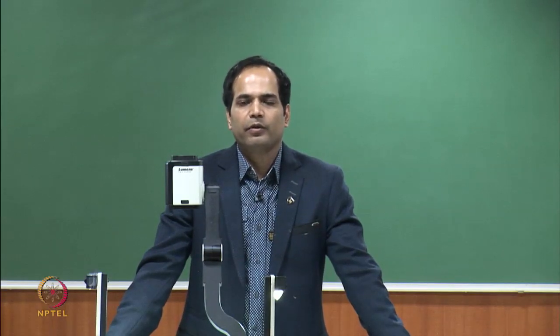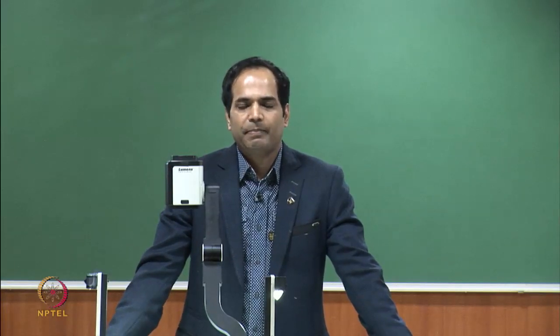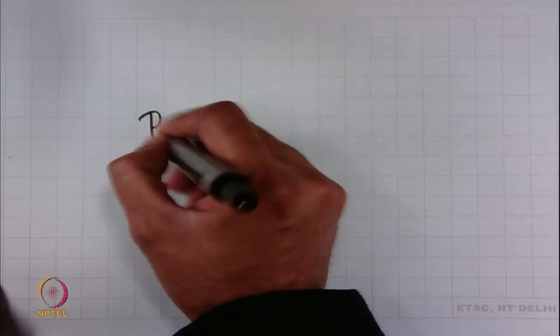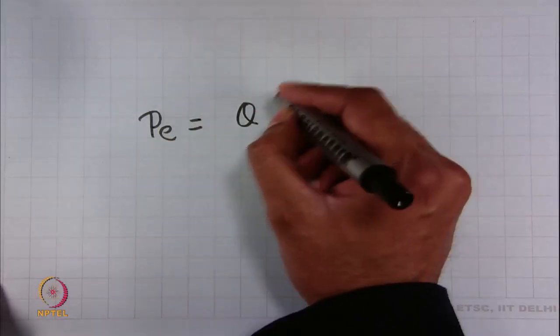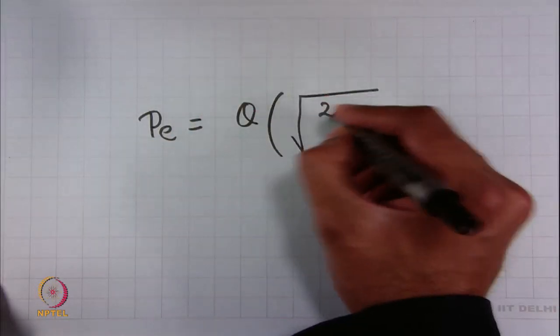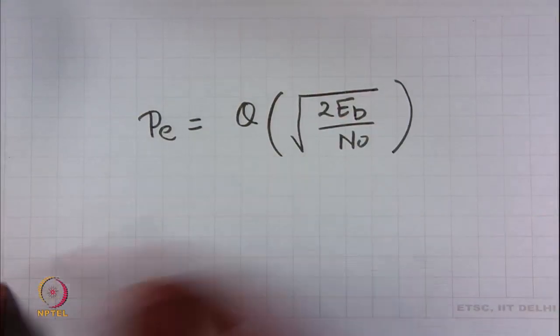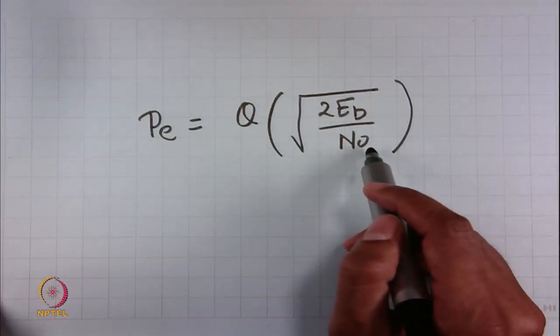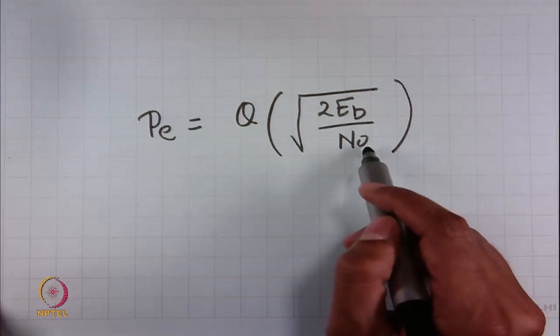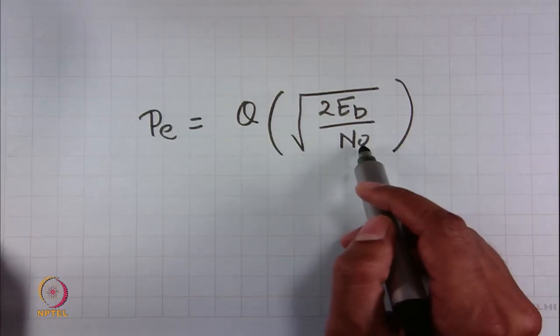In the last lecture, we took a simple case of binary antipodal PAM and derived the bit error rate, and we have seen that for binary antipodal PAM the bit error rate is given by Q of square root of 2 E_b by N_0, where E_b is the bit energy and N_0 denotes the one-sided power spectral density of noise.